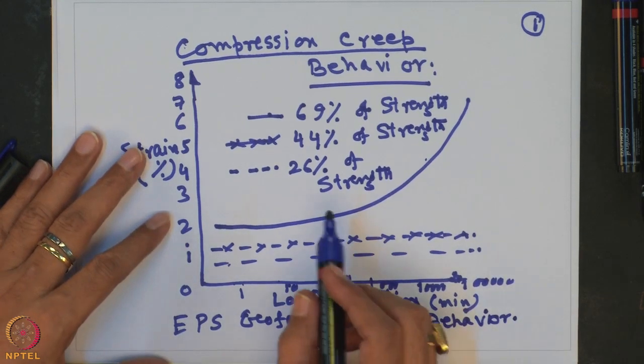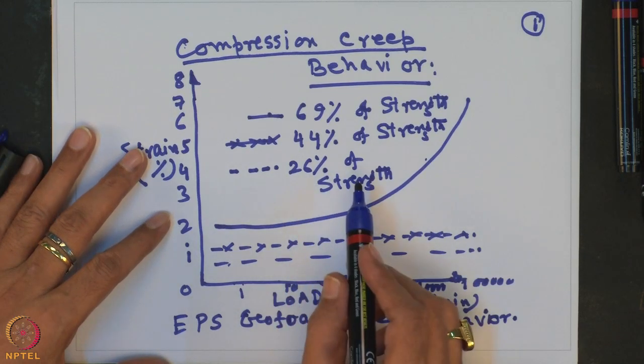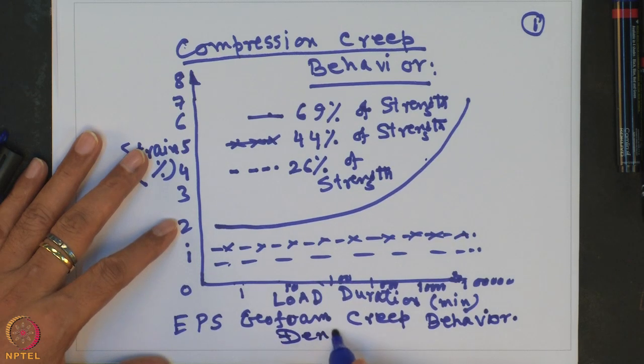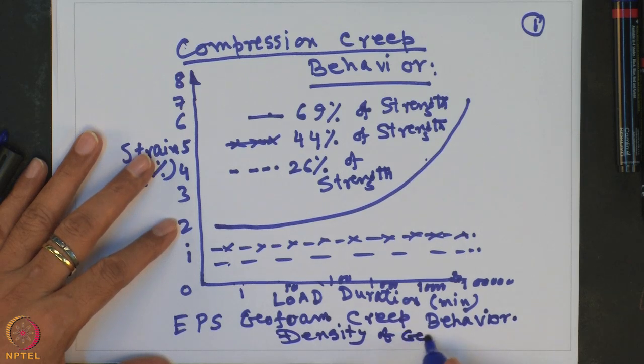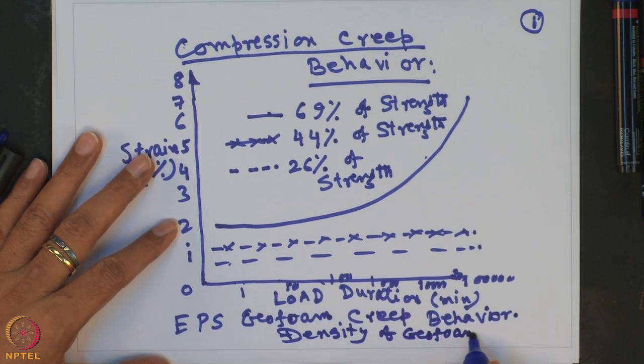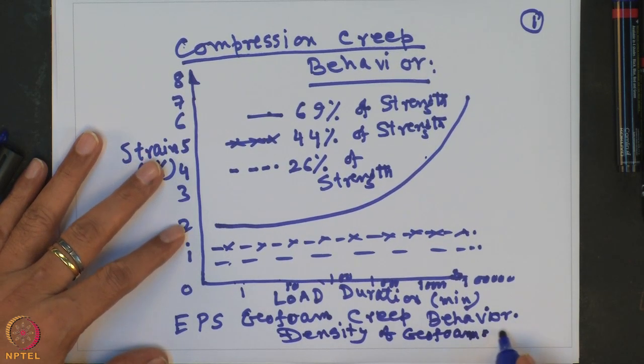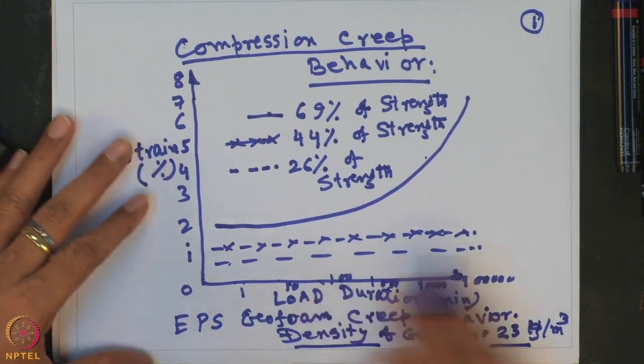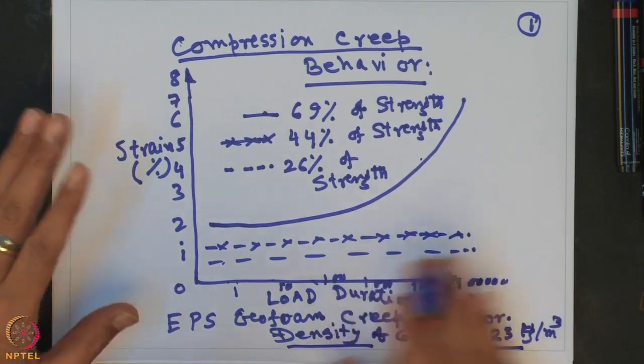And this is for a particular EPS geofoam density, and let us say the density of geofoam is equal to 23 kg per meter cube. So, for a particular density of the geofoam, you can determine what the creep behavior should be. So, what should be the load versus strain relationship.